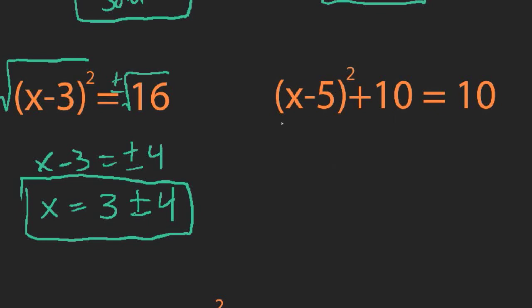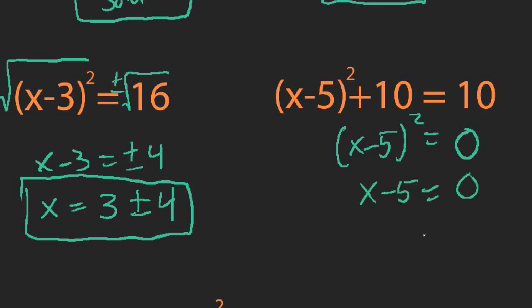Let's do this one. (x minus 5) quantity squared plus 10 is 10. I'm going to subtract 10 from both sides. And you might have noticed, here's another case where we have something squared equals 0. So when we take the square root, or the plus or minus square root, that is, we get x minus 5 equals 0. So x equals 5.